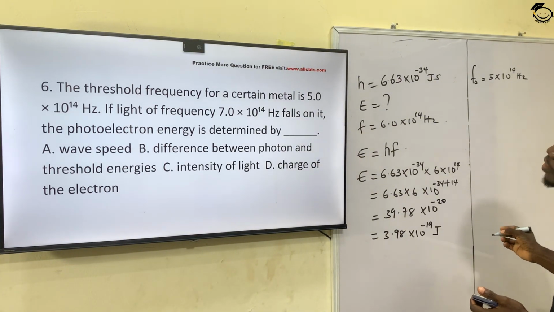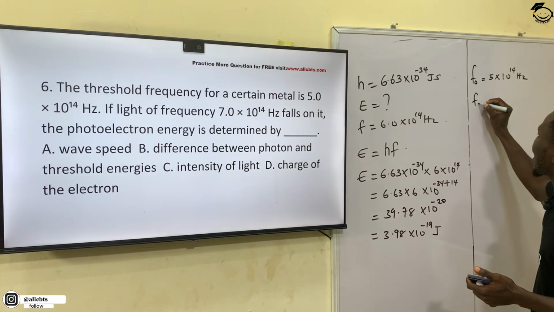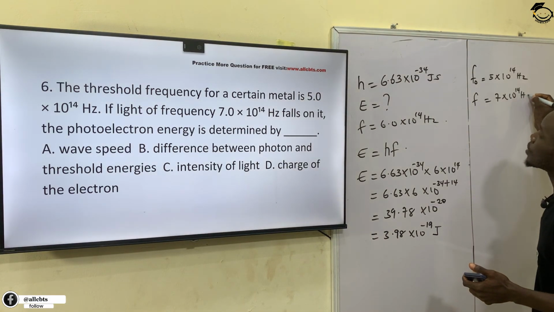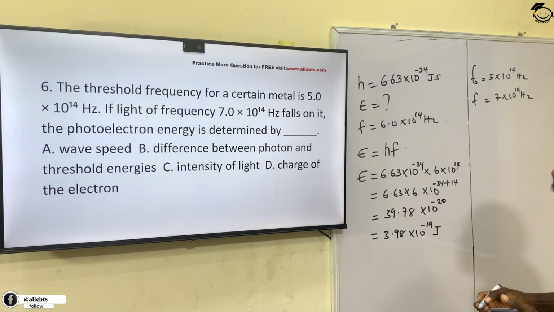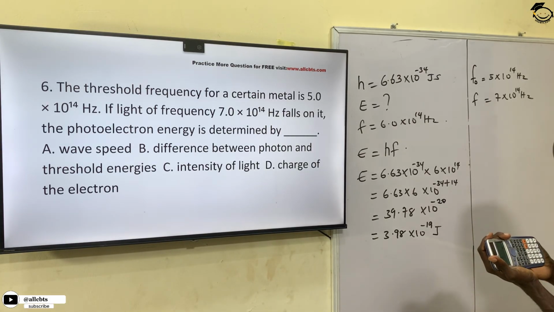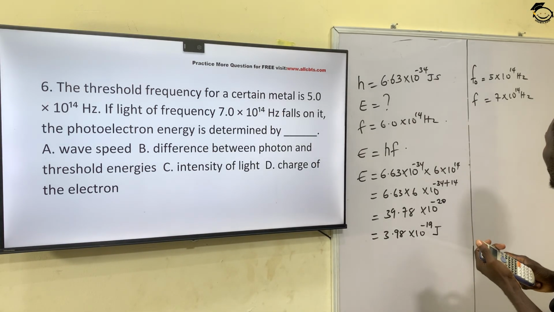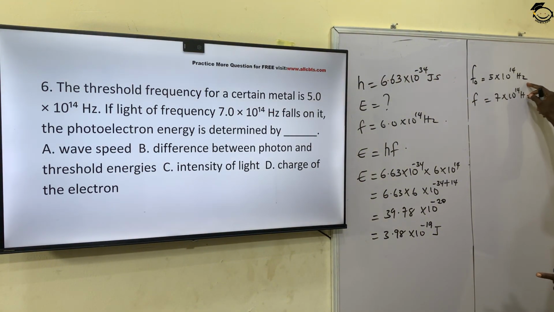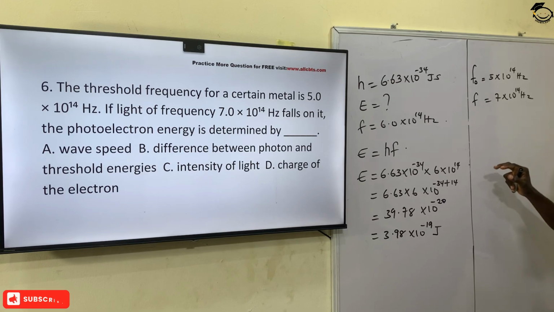They said if light of frequency 7 times 10 raised to power 14 Hz falls on it, the photoelectron energy is determined by dash. So what they're asking us, now this is my threshold frequency of that particular metal. And this is the frequency of the light that is incident on the metal.